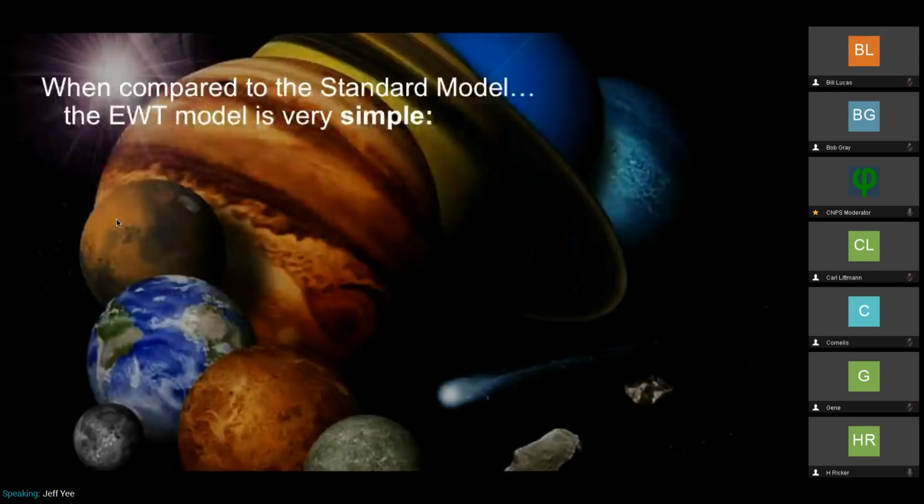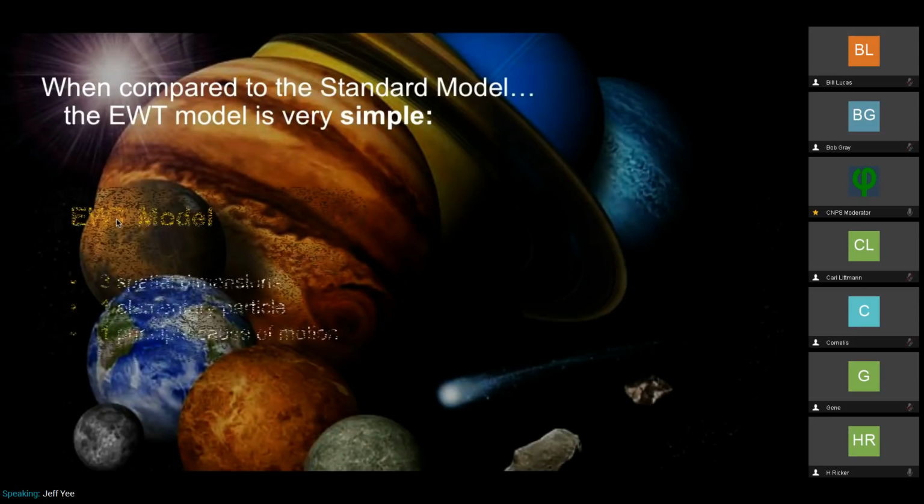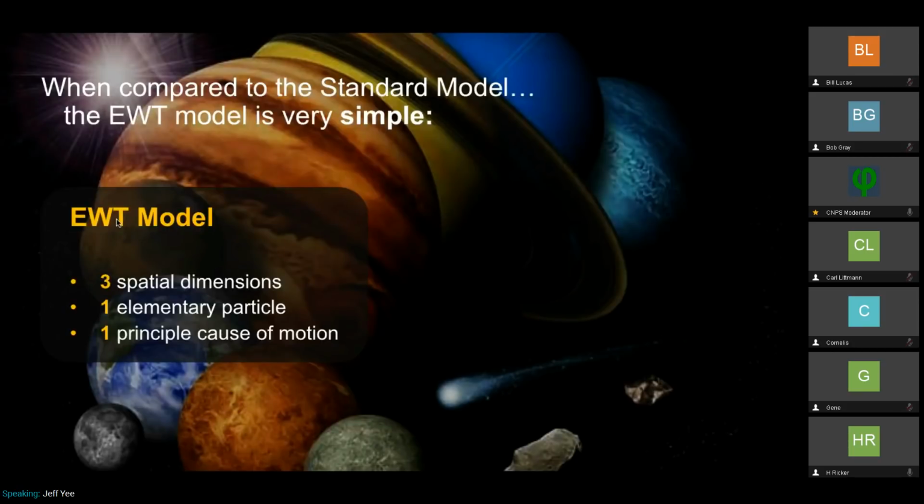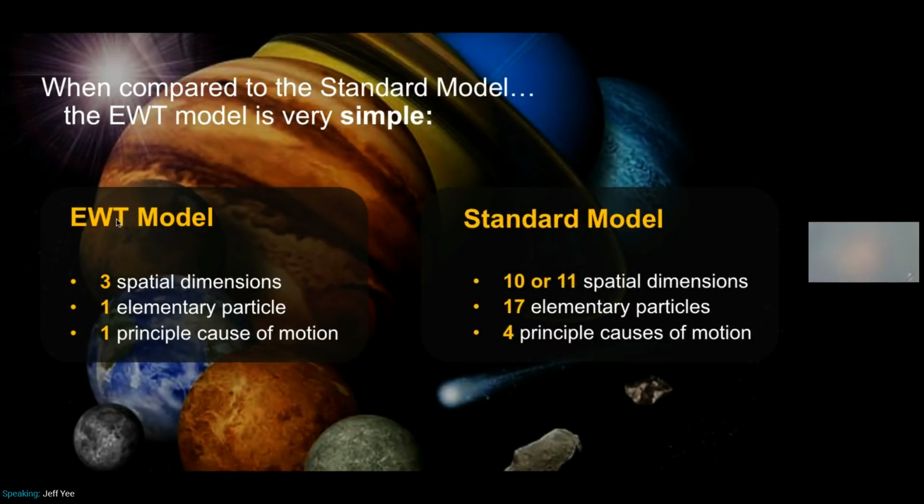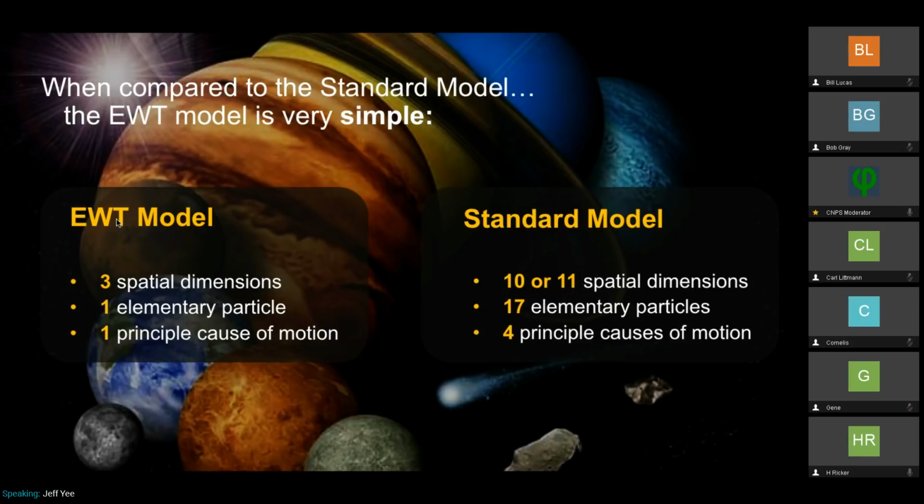I'm going to wrap up with just a couple of slides. When we compare it to the standard model, which again, I explained why I think it's incredibly complex, the EWT model only requires three spatial dimensions, only one elementary particle, which is probably the neutrino, and one principal cause of motion, which I did not get into details there, but I'd be happy to in the future. Now compare that to the standard model. According to string theory at least, there are now 11 spatial dimensions, which we'll likely never be able to measure or confirm that they're there.